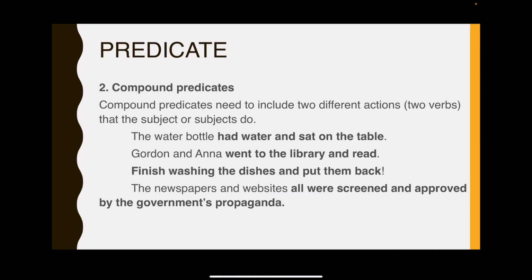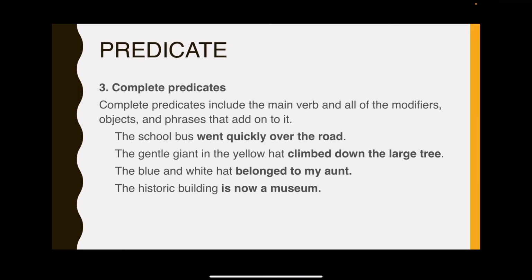Okay, good. The last one: the newspapers and websites all were screened and approved by the government's propaganda. So in this sentence, even though it's not in the active structure but in the passive structure, we can identify the compound predicates as well. So we have were screened and were approved as the verbs of this sentence. So you can see that we have two verbs here. All right. Pretty simple.